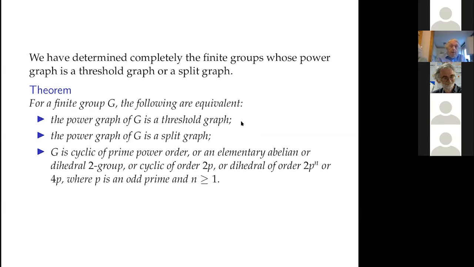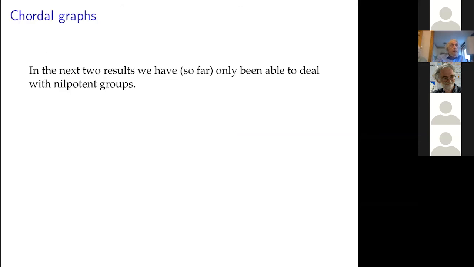And indeed, the real condition that you use is forbidding two disjoint edges. If you have a group whose power graph doesn't have two disjoint edges in it, then it must be one of this short list of graphs. So those are all the groups whose power graph is threshold or split.